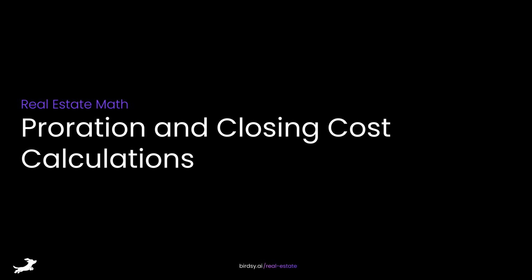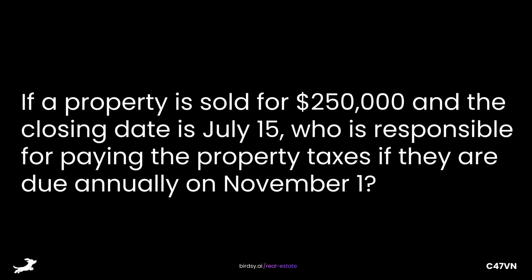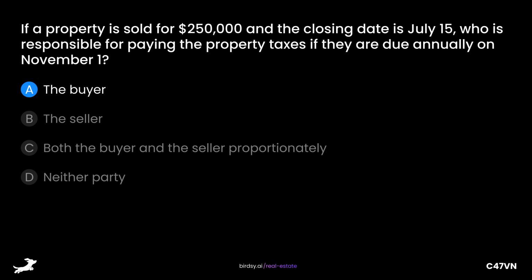Proration and closing cost calculations. If a property is sold for $250,000 and the closing date is July 15th, who is responsible for paying the property taxes if they are due annually on November 1? Is it A. The buyer, B. The seller, C. Both the buyer and the seller proportionately, or D. Neither party? The answer is C.